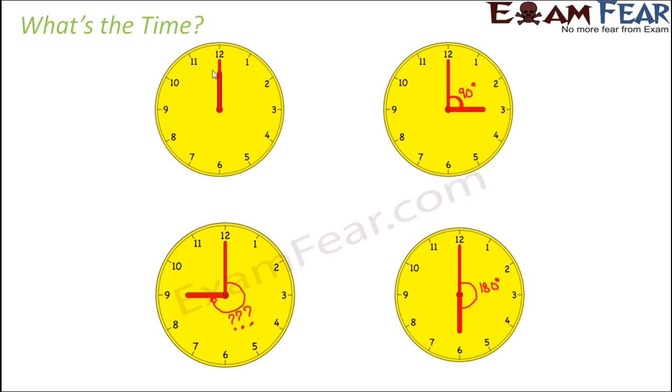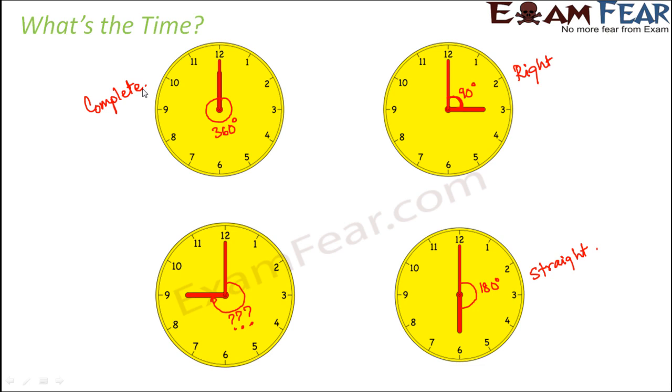And finally, the clock strikes 12. So this hour hand has actually covered one complete revolution. So now it has completed 360 degrees. So here this is your right angle, this is your straight angle, and this one is your complete angle.